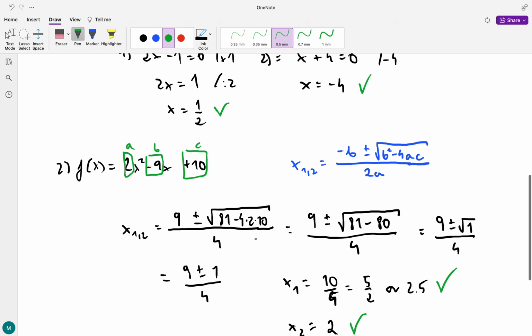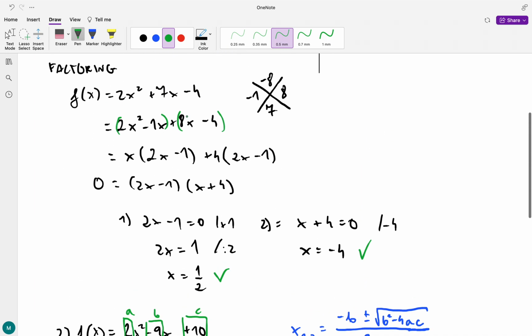I prefer finding zeros using this method. Even though it involves a lot of calculations and you have to deal with a radical, I still think it's a little bit faster than trying to factor out and then make it equal to 0 and then solve two linear equations. I'm going to leave it up to you to decide which one you like better. Everybody has different strengths and weaknesses.